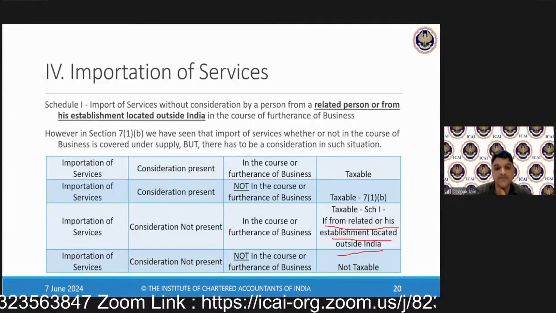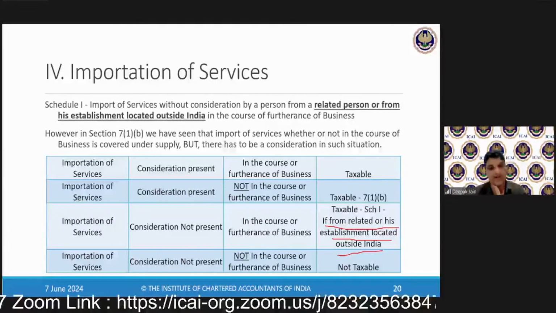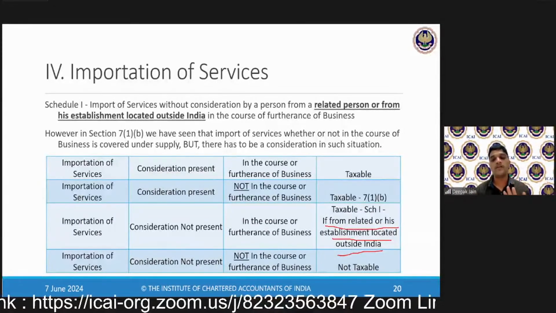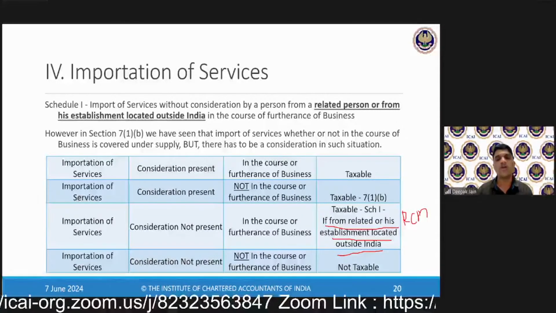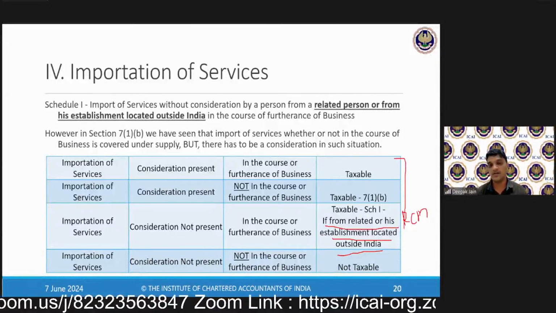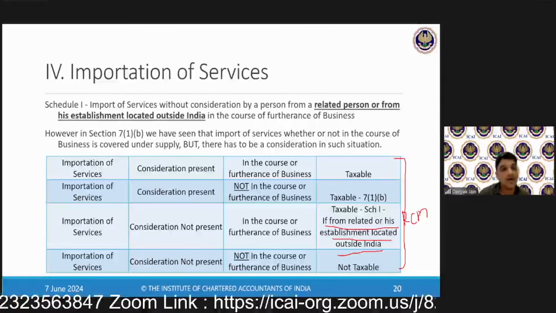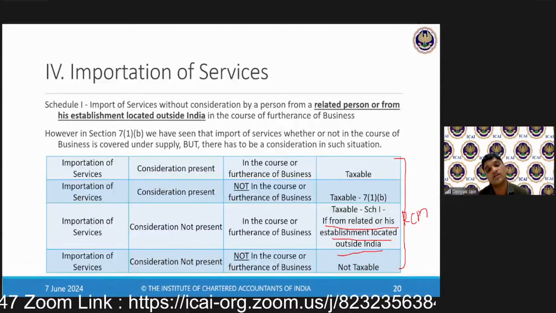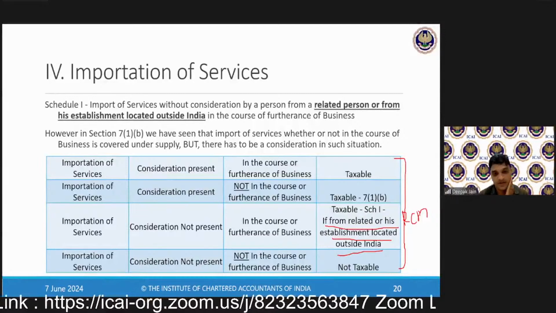Good observation. Imported from related person, so it will be charged under RCM. You're right. Import from related person, it will be under RCM. First, it is taxable, but it will be taxable under RCM. In all the cases, RCM only will apply. Now, importation of services where consideration is not present and it is also not in the course of furtherance of business, so it will completely be not taxable.